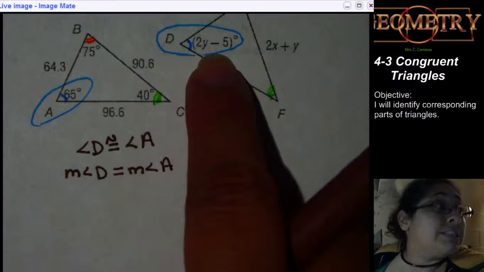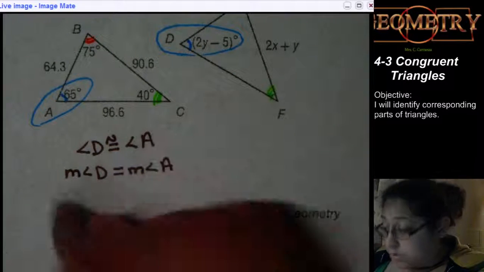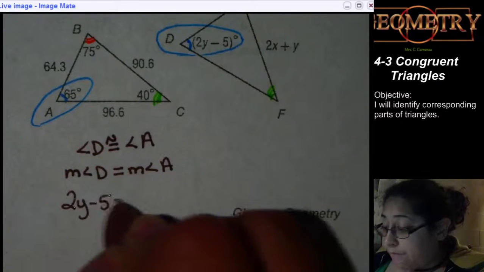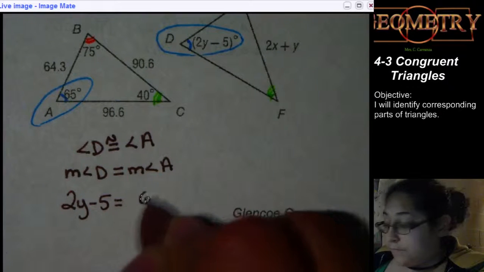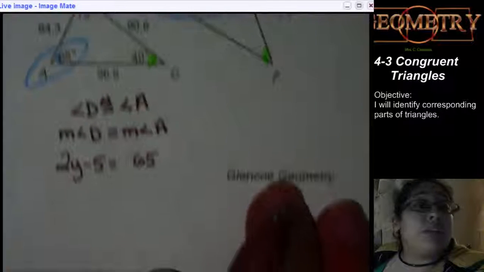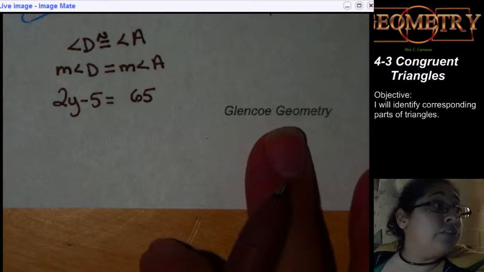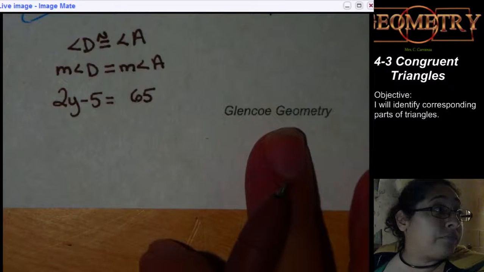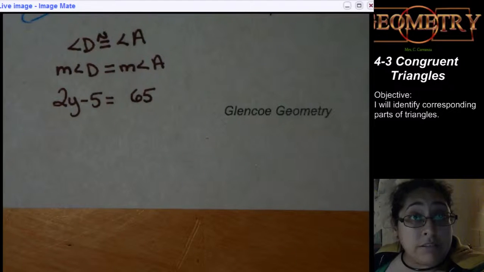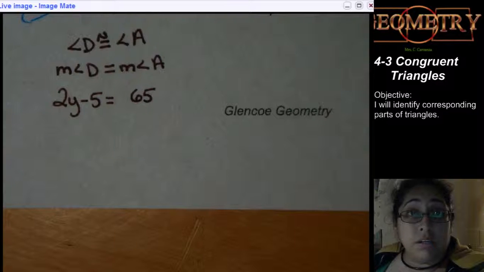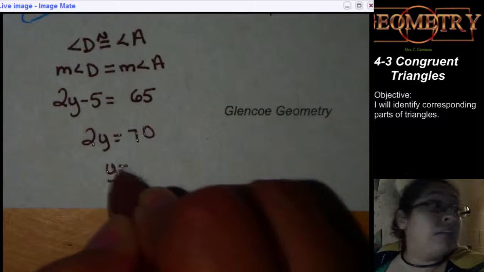What do we have listed as the measure of angle D? 2y minus 5. What do we have listed as the measure of angle A? 65. And now you get to pretend you are no longer in geometry, and you're in algebra. Solve this for y. You're saying add 5 to both sides, and we get 2y equals 70? 2 times 35 minus 5 is 65.